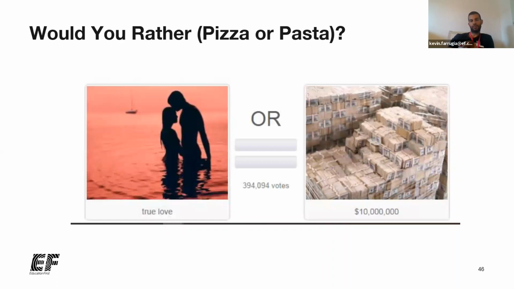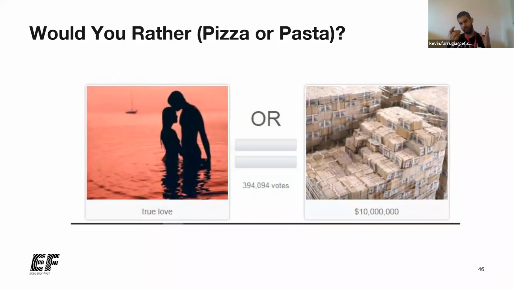Would you rather pizza or pasta? So imagine that the students are all standing up in the middle of the class, right? So if this is the class, the students are all here. And then I ask them, would you rather have pizza or pasta? The people that want pizza go to the left. The people that want pasta go to the right.